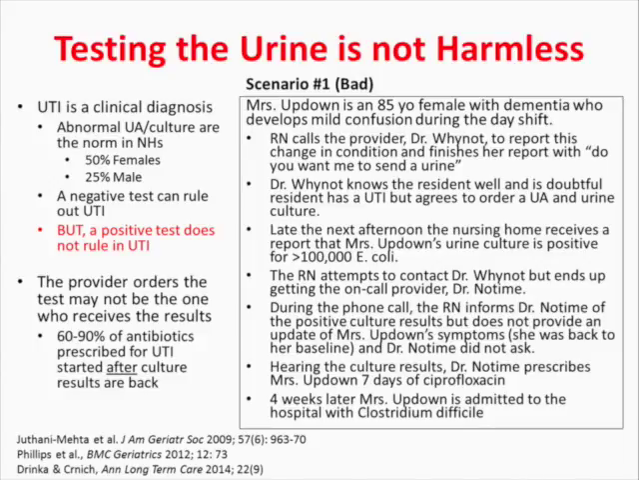In the nursing home resident population, urinary tract infections are not a laboratory diagnosis. They are a clinical diagnosis. We know that abnormal urinalyses and positive urine cultures are very frequent in this setting. 50% of females who reside in nursing homes have an abnormal urinalysis or urine culture, and 25% of males have an abnormal urinalysis and urine culture.